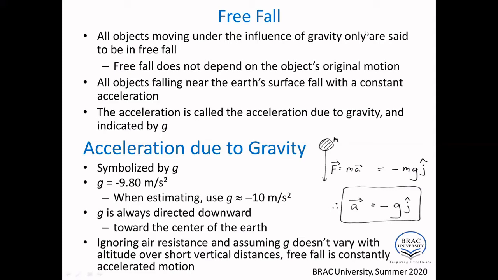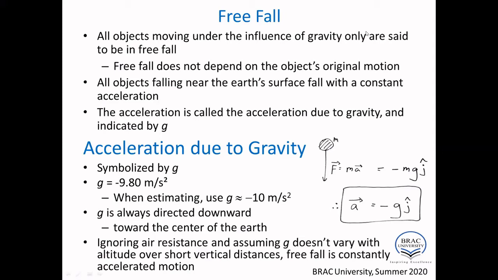So acceleration due to gravity g is equal to minus 9.8 meters per second square. It is always minus 9.8, the minus indicating the downward direction. The value of the acceleration is constant, 9.8. Sometimes we just use g equal to minus 10 meters per second square. So g is always directed downward, as I said earlier. Downward means towards the center of the earth.